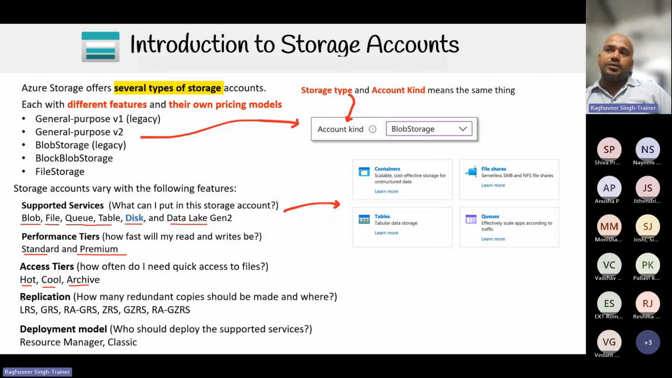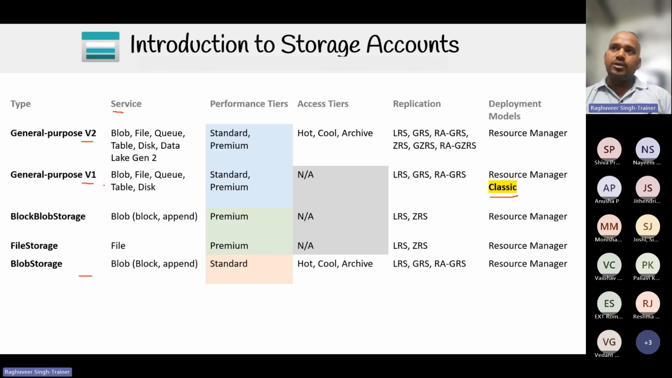Then next is replication. This is the durability and availability part. Now, when you store data in Azure, you also need to select replication, that is, how many copies of my data will be created and where exactly they will be stored. That's what replication is. There are multiple options. LRS stands for locally redundant storage. I will explain that from here.